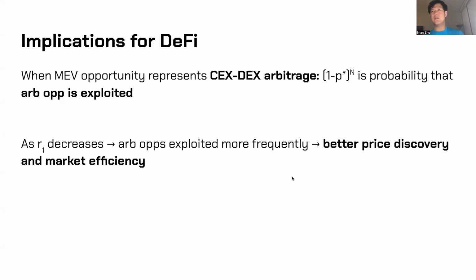and decentralized exchanges, then 1 minus p star to the nth power is going to be the probability of that opportunity being exploited. So as R1 decreases, we can say that these ARB opportunities are exploited more frequently, which corresponds to better price discovery and market efficiency, specifically that being that decentralized exchange prices reflect centralized exchange prices more often.